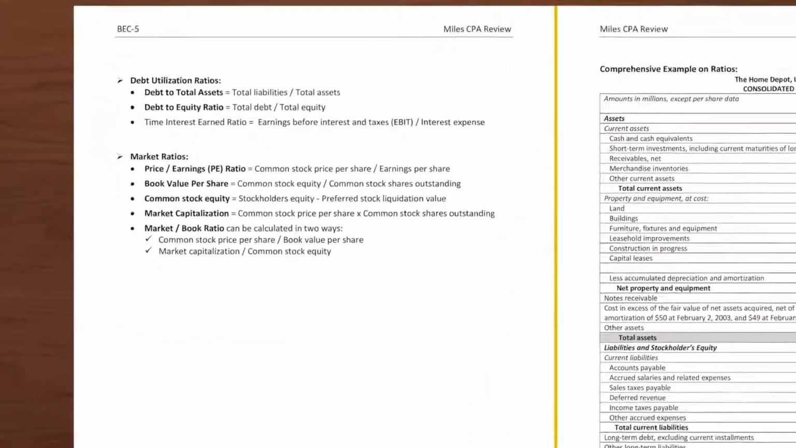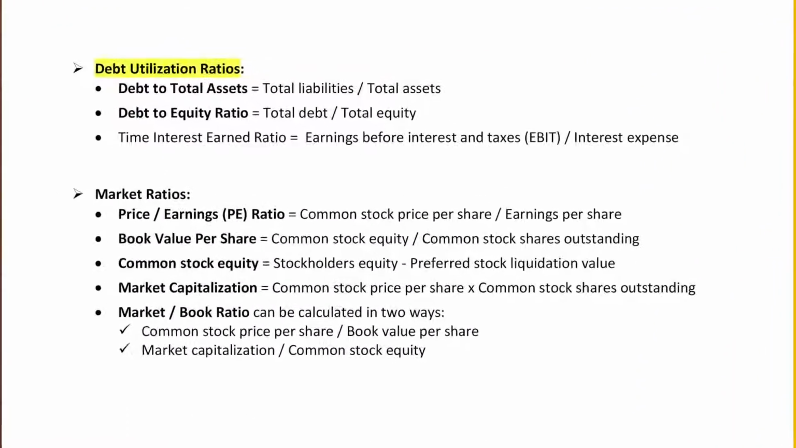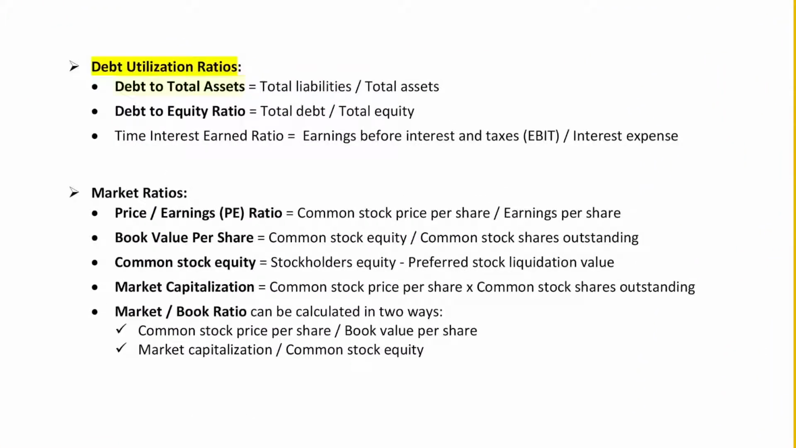Move to page 12, highlight debt utilization ratios. Highlight debt to total assets. So that's your total liabilities divided by total assets. Next, highlight debt to equity ratio. That's total debt divided by total equity. Now from total debt, draw an arrow and write may use total liabilities. In this case, your debt to equity ratio would be total liabilities divided by total equity. Highlight times interest earned ratio. So that's your earnings before interest and taxes divided by the interest expense for the period.